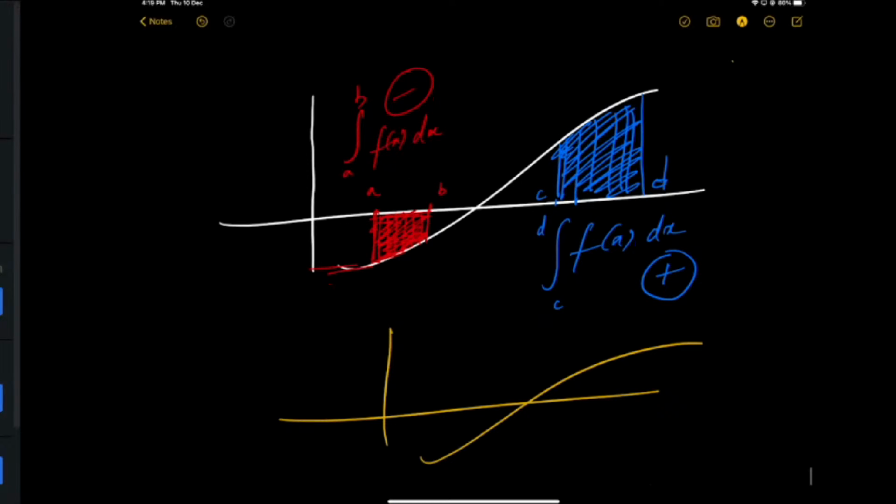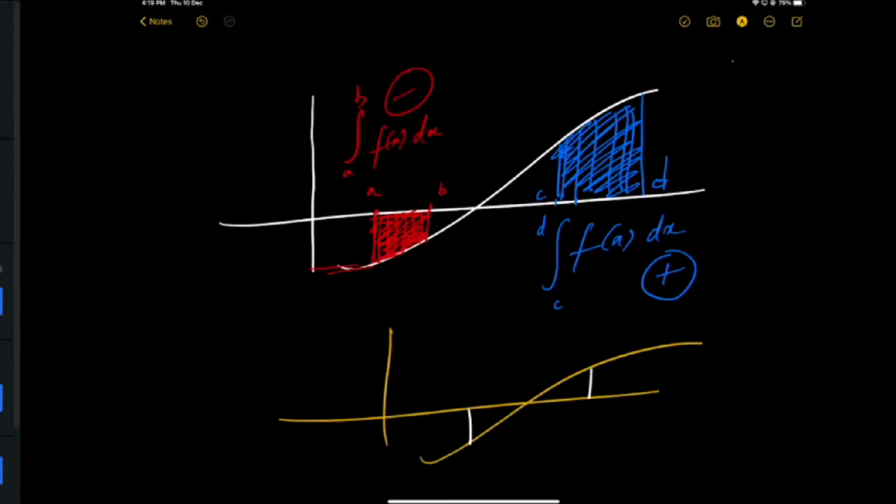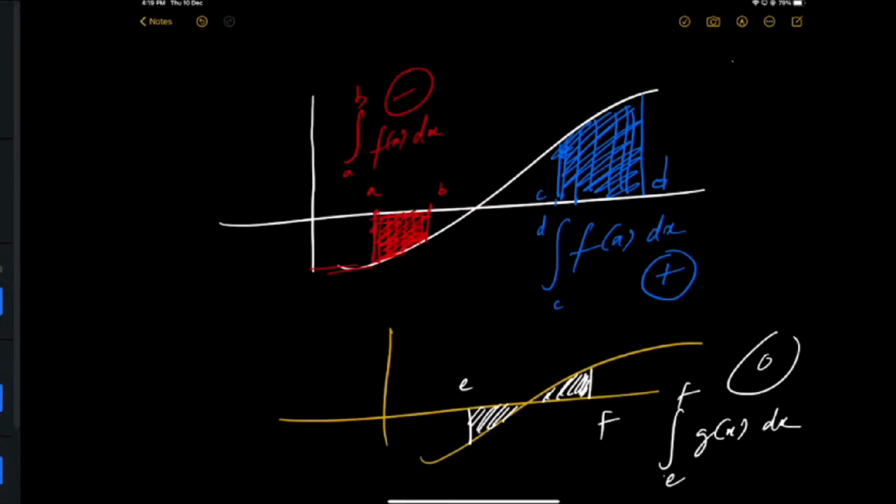For example, if you have a function like this, and if the limits are from here to here, from e to f suppose, and coincidentally the magnitudes of these two areas are equal, but they have opposite signs, they add up and give you 0 area. So the integral of this other function g of x dx between e to f is 0. Clear? So basically what is integration? Integration is area under the graph. In simple words, it is area under the graph. You have to remember this because it will be used in problems.